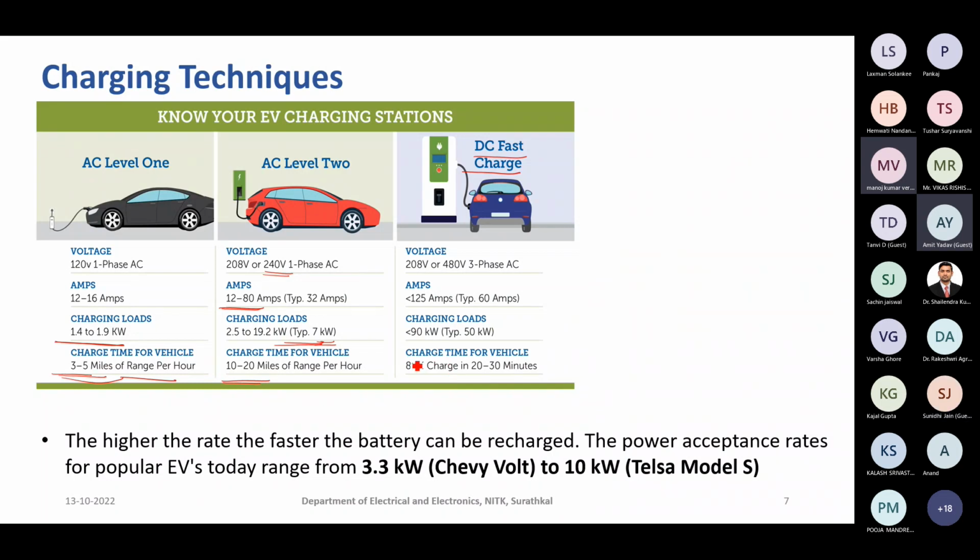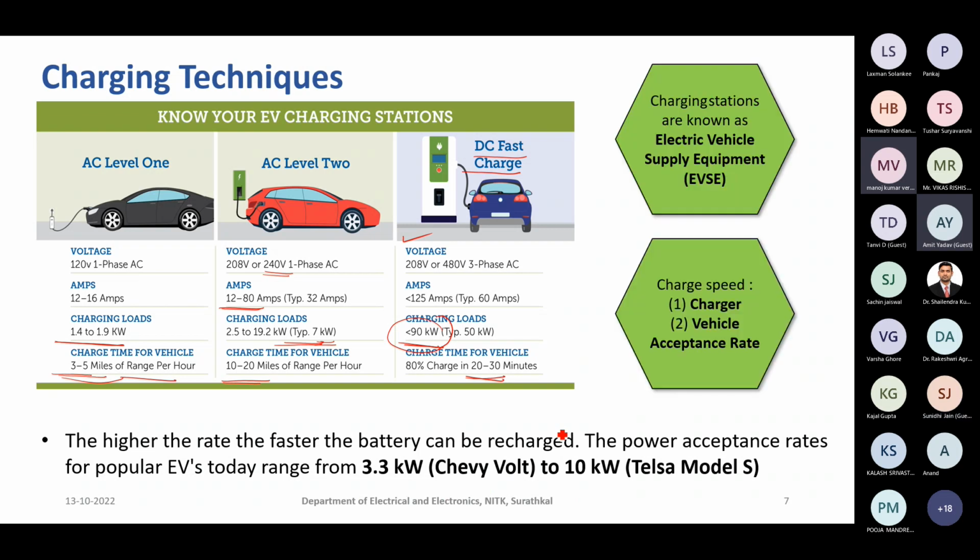So we can see that the charging time will take only 20 to 30 minutes with DC fast charging techniques, which is upcoming research. What DC fast charging techniques are available in recent technology? Three-phase systems with 90 kilowatt power, and we need substations or electric stations where we can charge the batteries. Recently, the range from 3.3 kilowatt of a Chevy Volt to 100 kilowatt of a Tesla model is available.